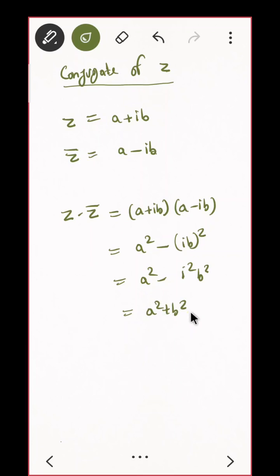And do you see this is a real number, correct? So you can convert any complex number into a real number by multiplying it with its conjugate. Do you agree? Do you see the beauty of this conjugate? If you multiply the complex number with its conjugate, that will give you a real number, correct? So this will be very useful.